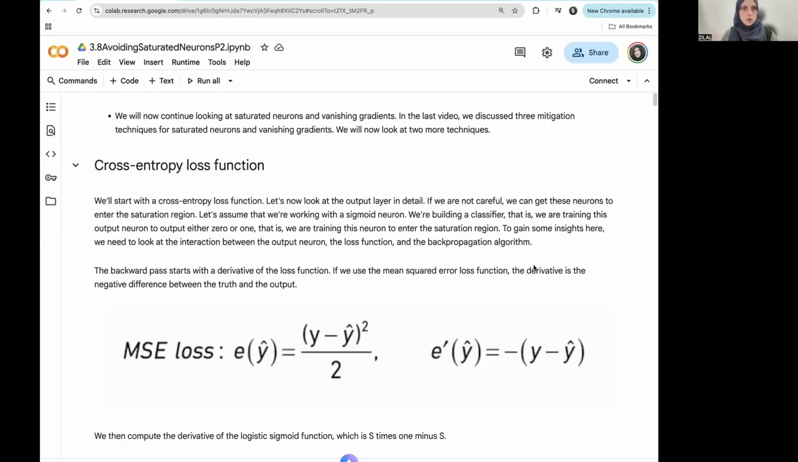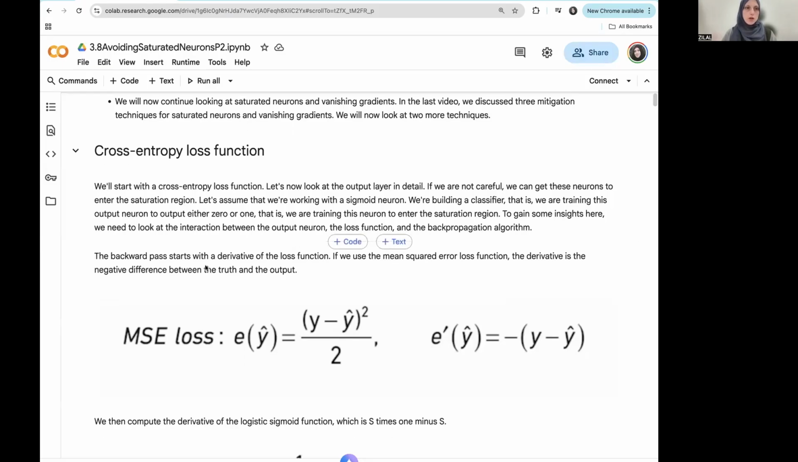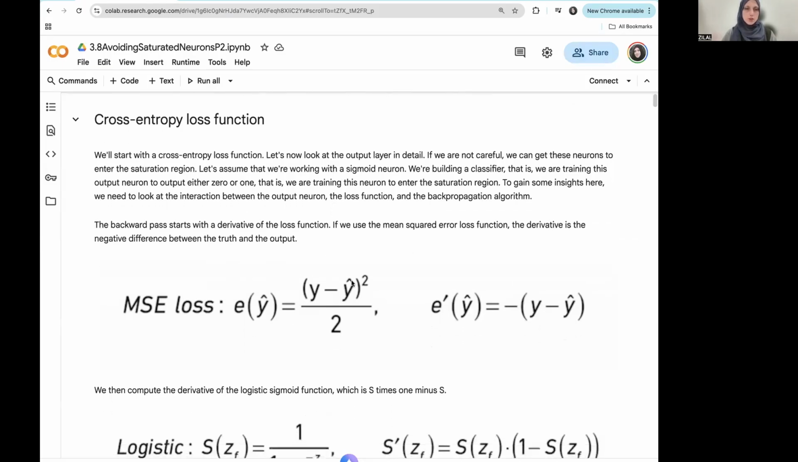I will now continue looking at saturated neurons and vanishing gradients. In the last video, I discussed 3 mitigation techniques for saturated neurons and vanishing gradients. I will now look at 2 more techniques. I will start with the cross-entropy loss function.